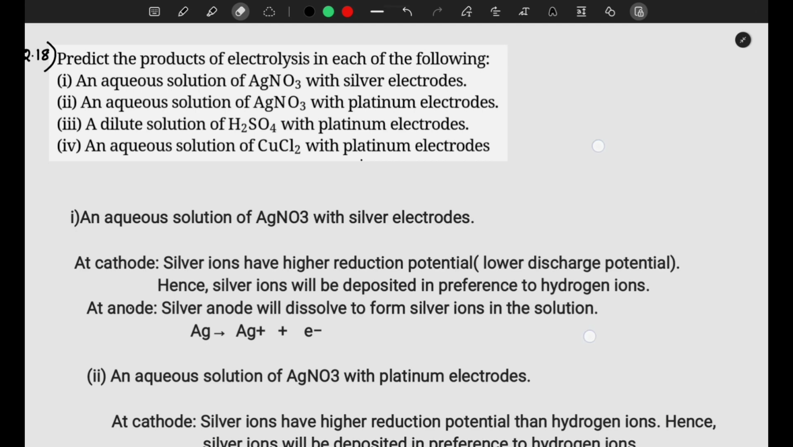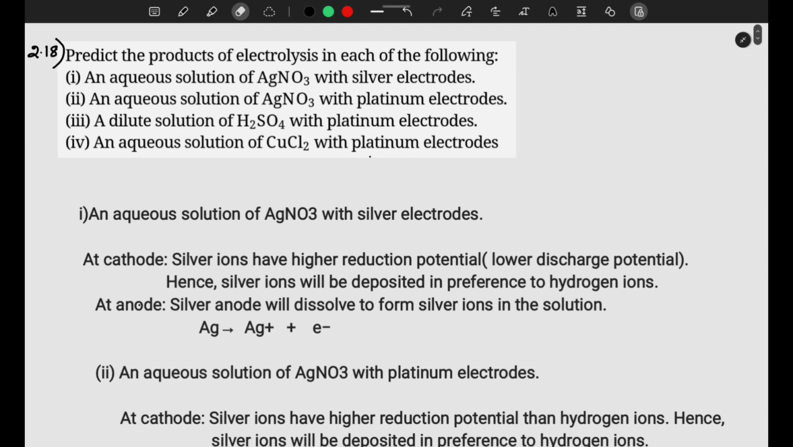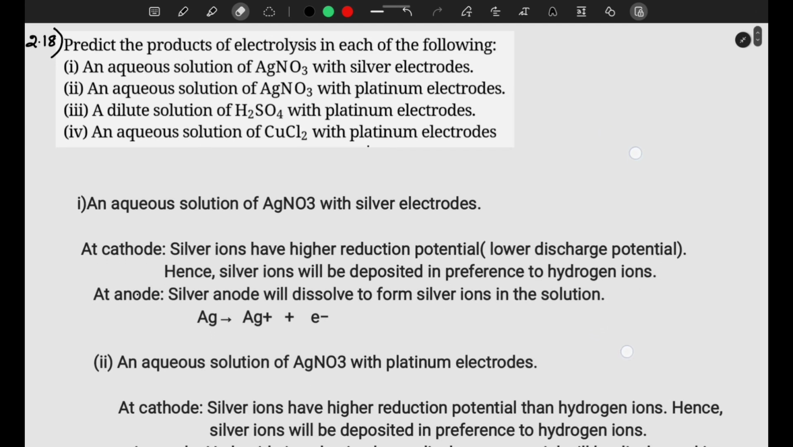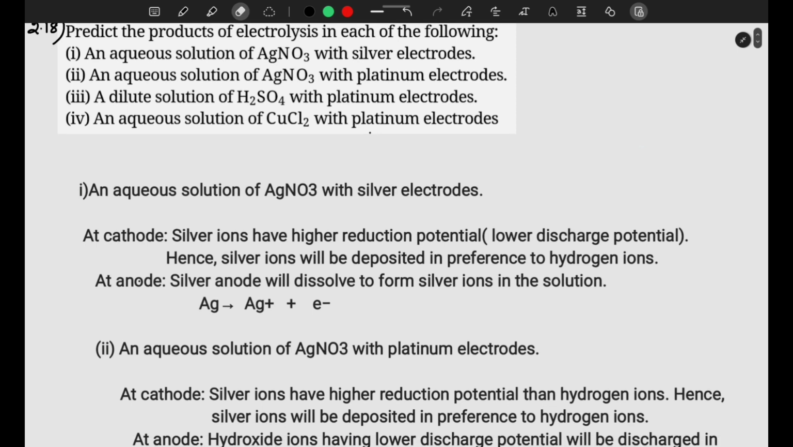Predict the product of electrolysis in each of the following. An aqueous solution of silver nitrate with a silver electrode. Here in solution we have Ag+ and H+. The reduction potential of silver is higher than that of H+. So silver ions are getting reduced in preference to H+ ions. So we will get silver at the cathode, and at the anode also we will get silver. The silver anode will dissolve to form silver ions in the solution.